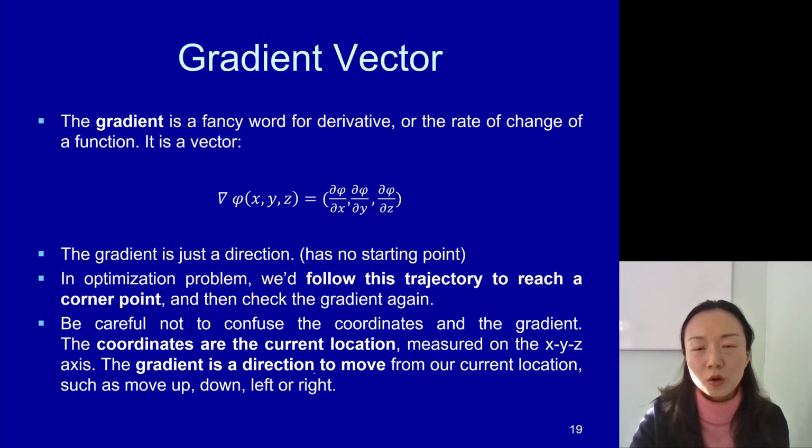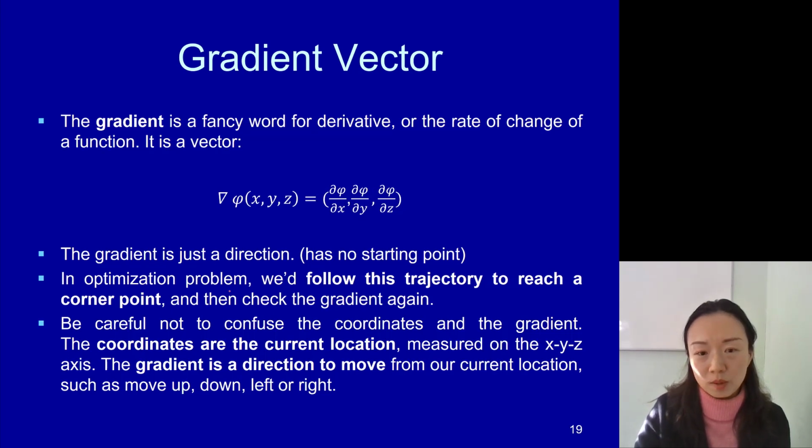And here's one concept that I like to introduce. The gradient is a fancy word for derivative, or the rate of change of a function. And it is just a vector like this. And this gradient is a direction. Okay, it has no starting points.